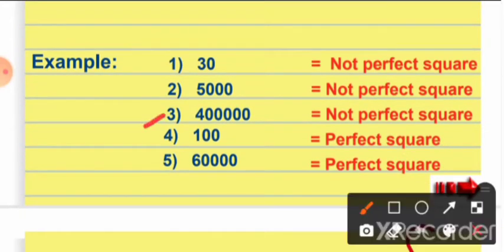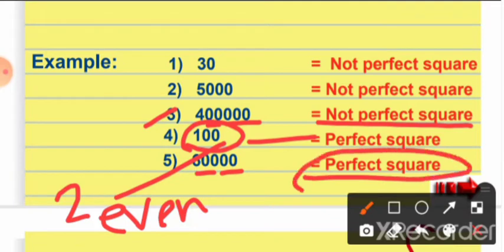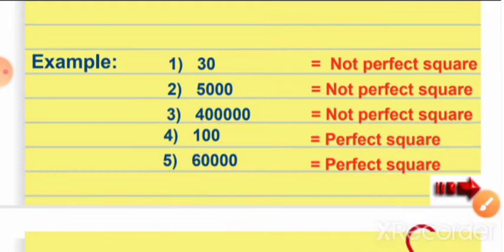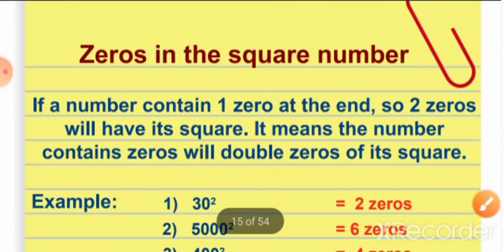Another example is 25000, where the number of zeros is 3, so it is not a perfect square. But in 100, the total number of zeros is 2 and 2 is an even number, so it will be a perfect square number. In another situation, 6000, total number of zeros is 3... In 10000, the number of zeros is 4, so it is a perfect square number. It means if the number of zeros of any number is odd, it is not a perfect square. But if the number of zeros is even, it is a perfect square. Next one, zeros in a square number.